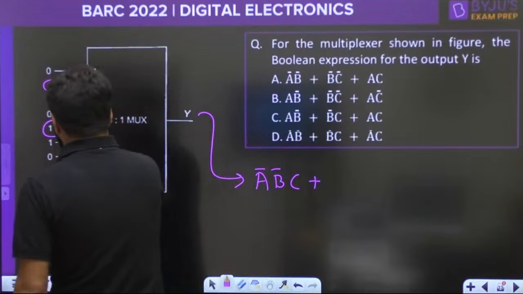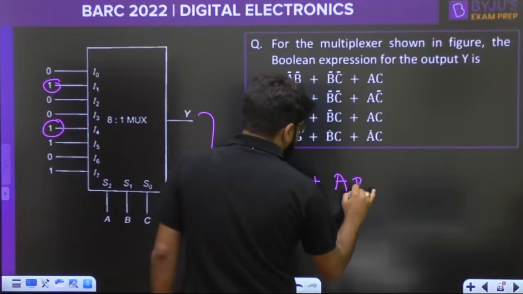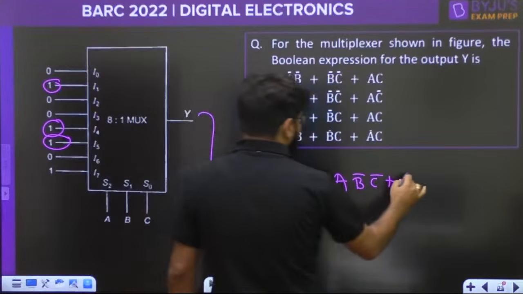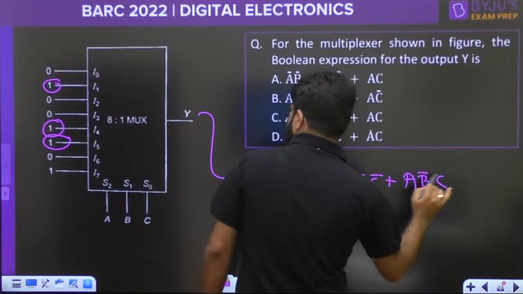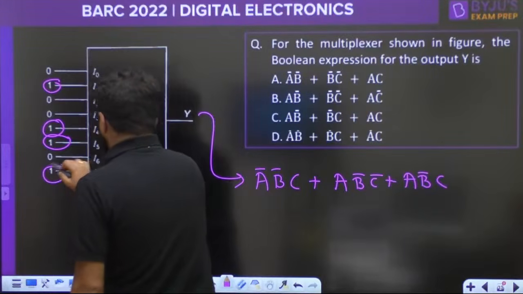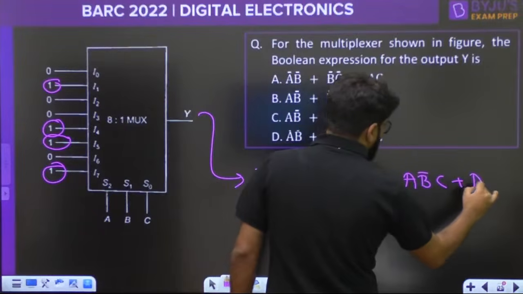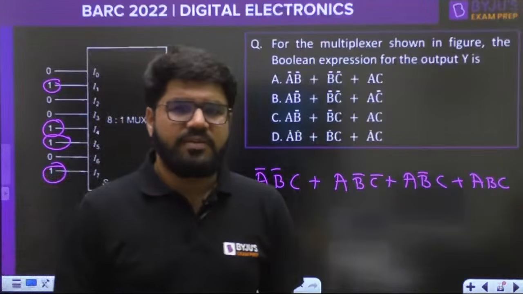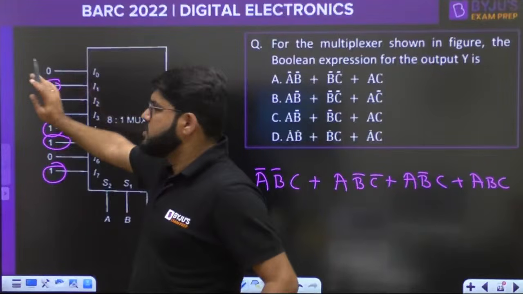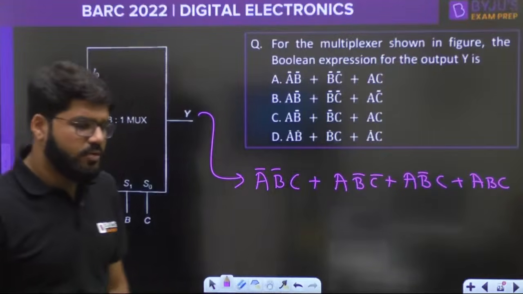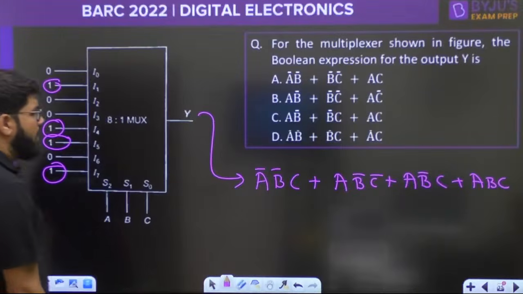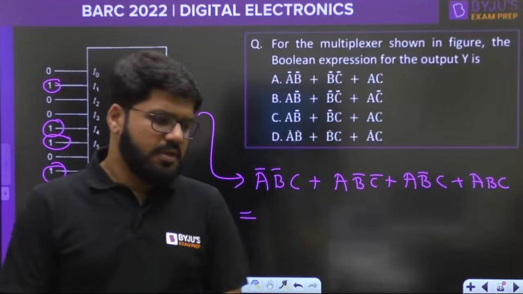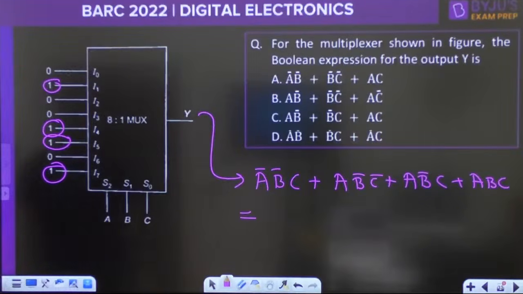Next I4, 1 0 0: A B bar C bar. Next I5, 1 0 1: A B bar C. And next I7 is there, that is 1 1 1: ABC. No need to write down the select lines which have the inputs connected with the 0 variable, because anyways that's going to be converted to 0. So now you can just simplify this and get the answer.